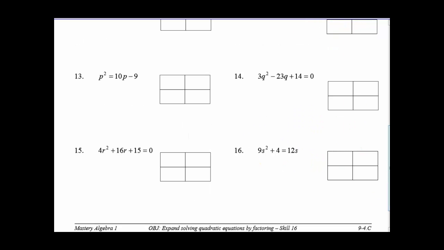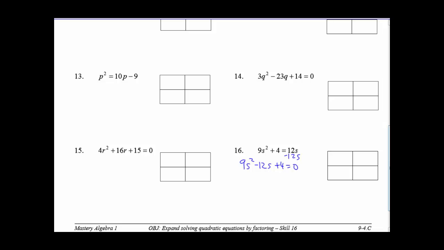Let's get down to number 16 here. All right, again, we're going to look at our quadratic. The highest degree is a 2. We're going to subtract the 12s. By subtracting the 12s, we now put this in standard form. We'll get 9s squared minus 12s plus 4 equals 0. Okay. It is in standard form.